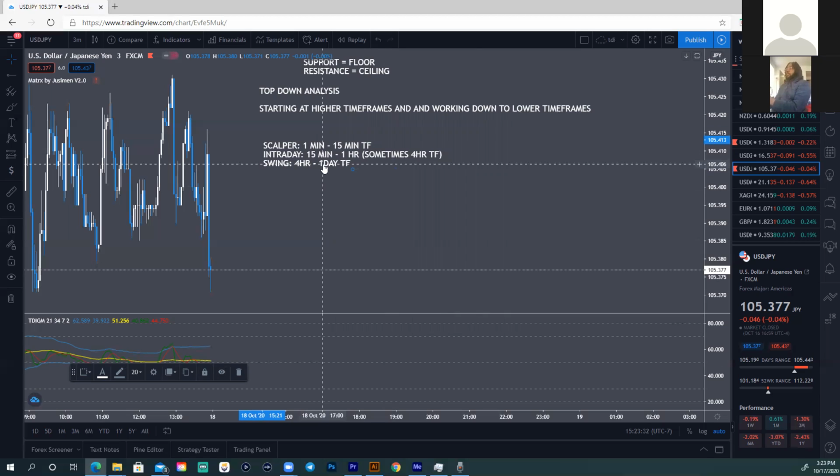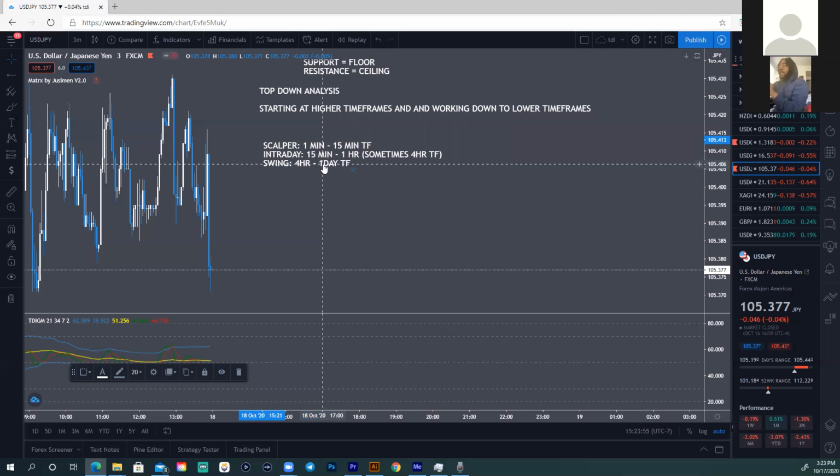Intraday, you start at the 4 hour time frame, maybe even the day here and there, and you work your way down: 4 hour time frame, 1 hour time frame, 30 minute, 15 minute. And swing trade, you can start from even the week, day, 4 hour. That is top-down analysis.